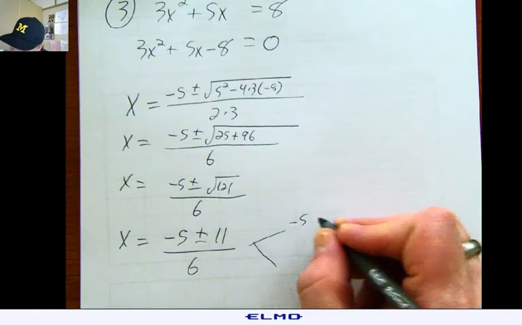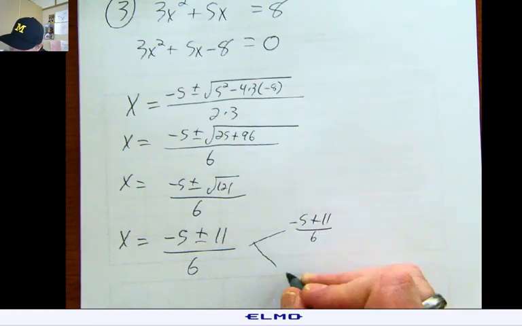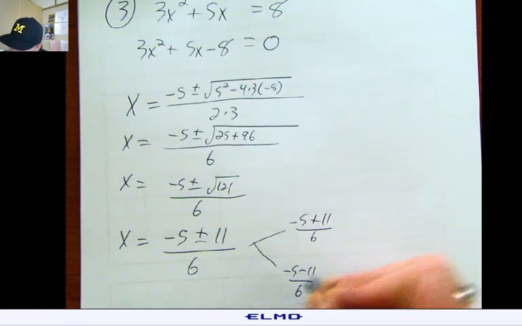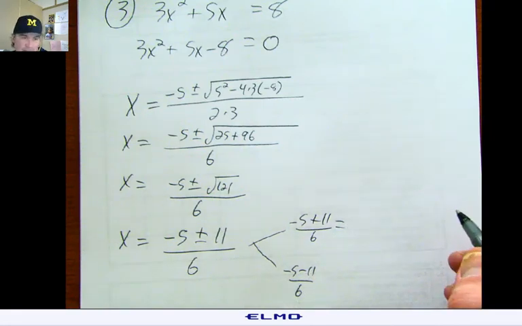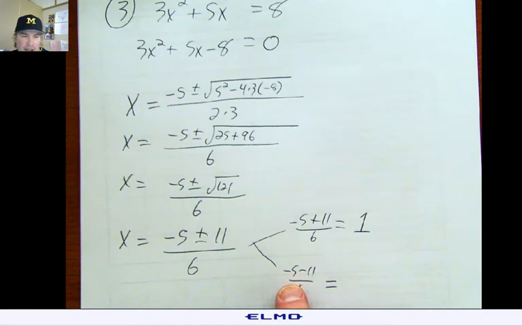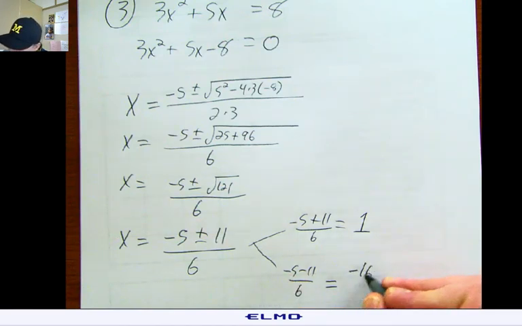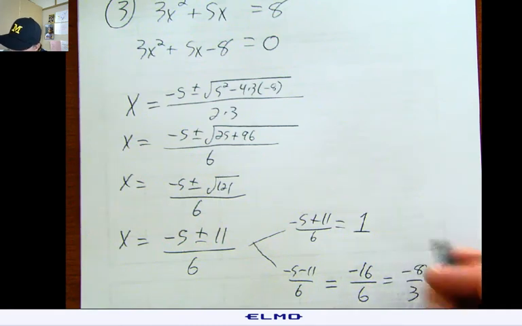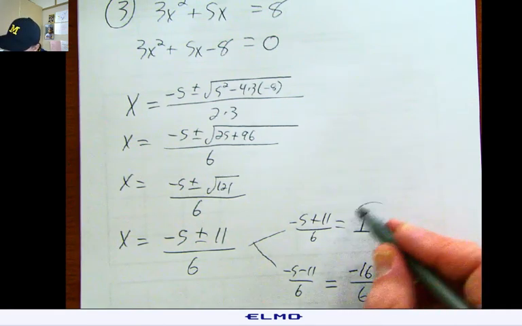So then you could break this into two statements. -5 plus 11, that's 6. 6 divided by 6 is 1. And -5 minus 11 is -16. -16 over 6, which reduces to -8/3. And you put an or between your two answers.